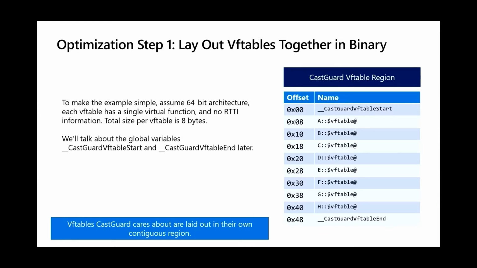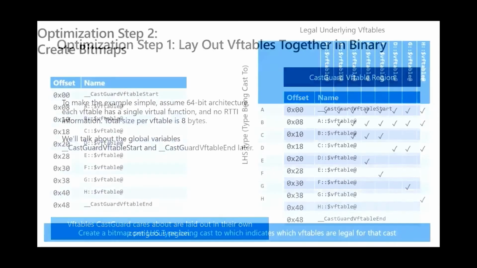The first thing we're going to do is lay out all the vtables that might be used in one of these cast checks together, and I put them inside a region in the binary that I just call the CastGuard vtable region. Very creative naming. One thing I'd like to call out is that the CastGuard vtable region starts with a global variable and ends with a global variable: a global variable called CastGuard vtable start and a global variable called CastGuard vtable end. Those will be important a couple slides later, but just remember that for now. We don't give any particular ordering to these vtables. We just shove them all together in this region.